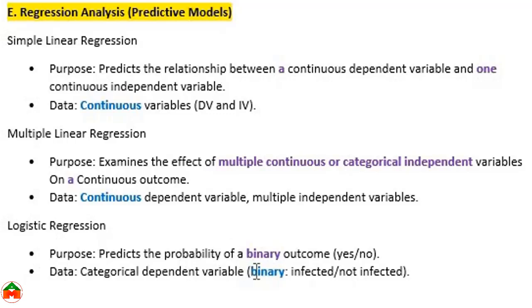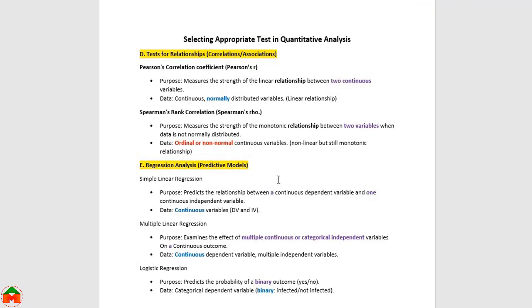I mean, whenever the dependent variable is dichotomous or binary, then in that case you have to apply the logistic regression. And whenever you are going to test the causal relationship between multiple independent variables, then you have to apply the multiple linear regression. On the other hand, if you want to examine the causal relationship between one independent variable and one dependent variable, then you have to apply the simple linear regression. So these are the tests you can apply whenever you are going to do the quantitative analysis.